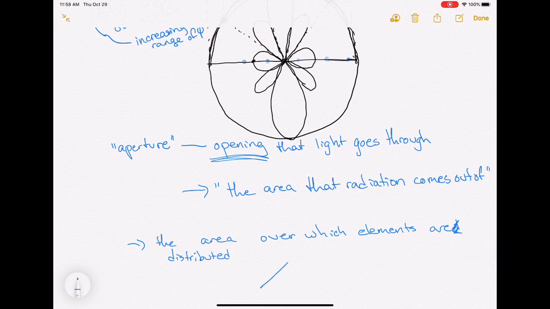So if I have an array, let's say a two-dimensional array, and I have elements that are arranged on a grid within this area, that rectangular area that I drew is the aperture for the array.